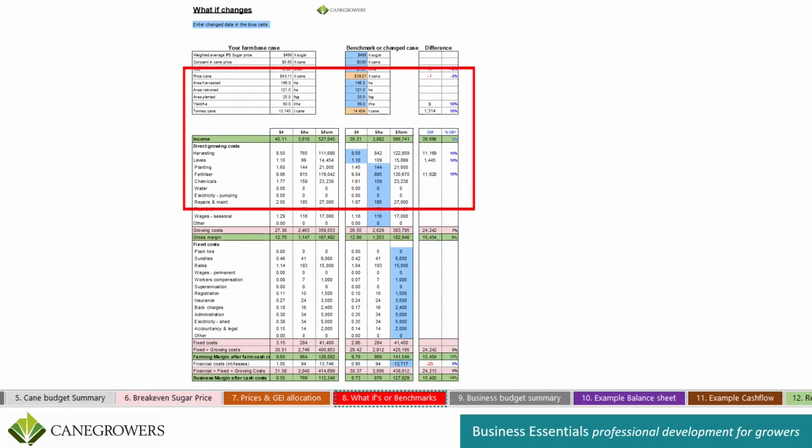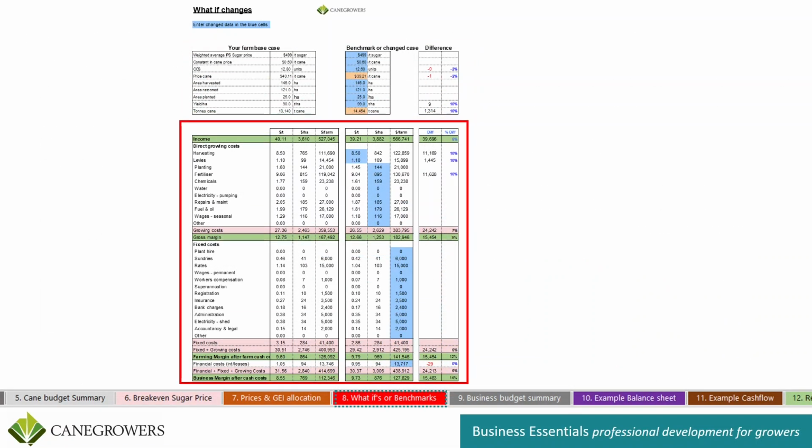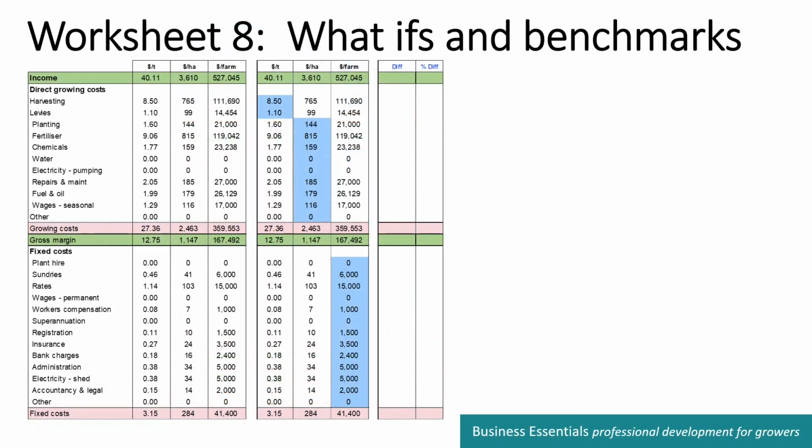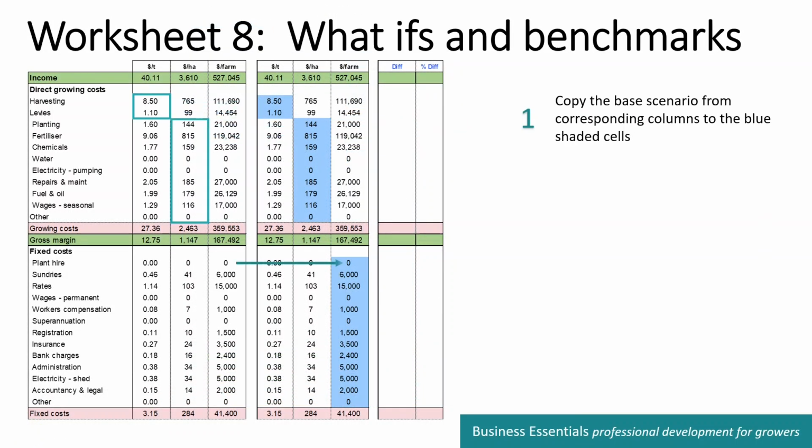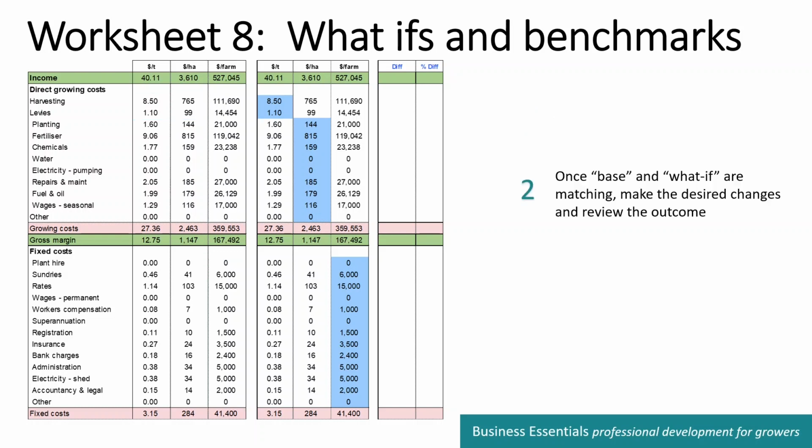Lower down in the table, we also need to set up the costs. Here we also need to copy from the base scenario to the what-if cells that are blue shaded. These should be taken from the corresponding columns because the basis for change of those costs are either in dollars per ton, dollars per hectare, or the cost for the whole enterprise. Once this is set up, you can then make the desired changes and review the outcome.